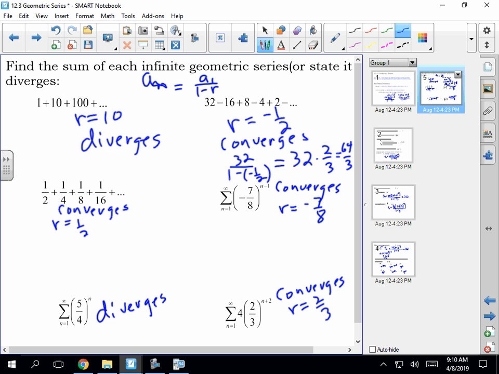Okay. So 64/3. This one would be just the first term, 1/2 over 1 minus 1/2. That one's kind of fun. What does that converge to? 1. Yeah, equals 1.